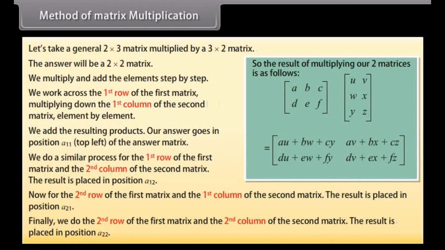So, the result of multiplying our two matrices is: the matrix with first row A, B, C, second row D, E, F, multiplied by the matrix with first row U, V, second row W, X, third row Y, Z, produces the matrix with first row AU plus BW plus CY, AV plus BX plus CZ, and second row DU plus EW plus FY, DV plus EX plus FZ.